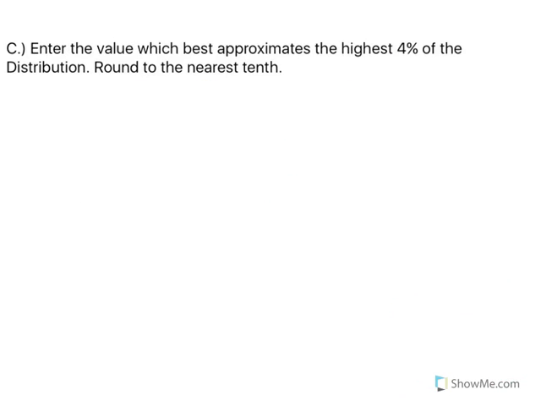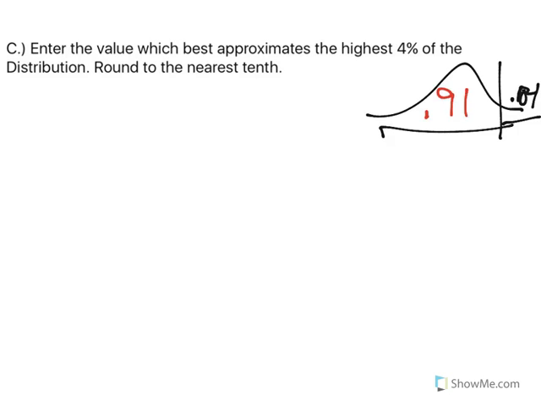Now let's do another one of those in part C. Enter the value which best approximates the highest 4% of the distribution. Okay, think about this. If you're talking about the highest 4%, that's a 0.04 there. Your table doesn't give you area to the right. It gives you area to the left. So if you have 4% to the right, the 0.04, that means 0.96 or 96% is to the left. So you're trying to find 0.96 in the table.